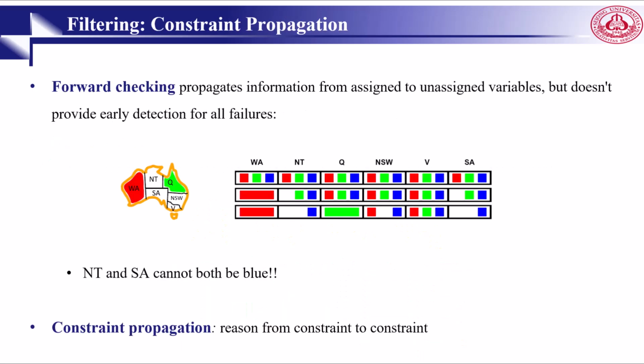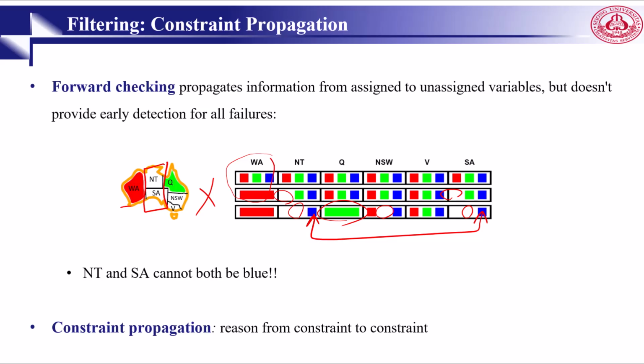So the problem here is that this way cannot detect all the future failures. Although forward checking propagates information from assigned variables to unassigned variables, it cannot provide early detection of all failures. So for example here, if we start with WA as red, then we remove red from NT and SA. Then we assign Q as green, and we remove green from NT, NSW and SA. Then you can see these two have only one value left, blue. But NT and SA are neighbors, and they cannot get the same value. So this is another problem. In this case, we have to stop.